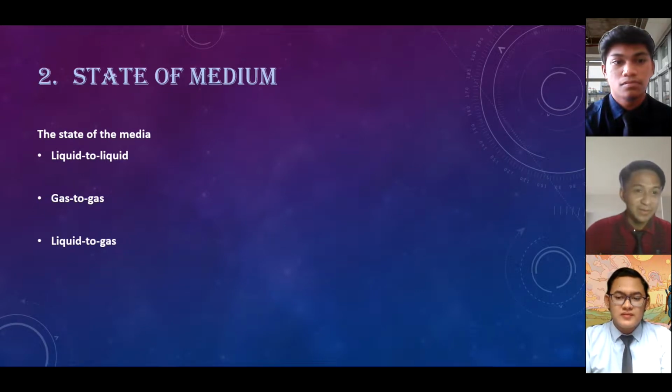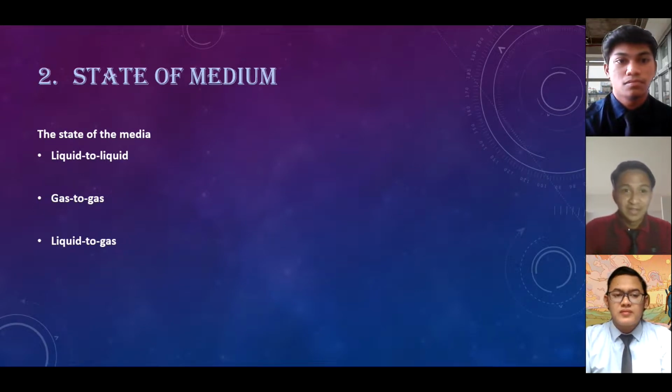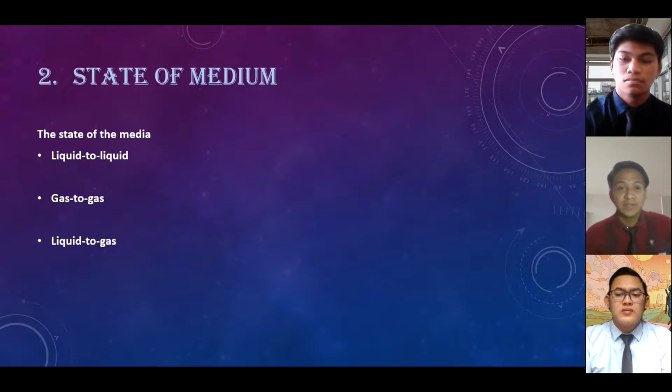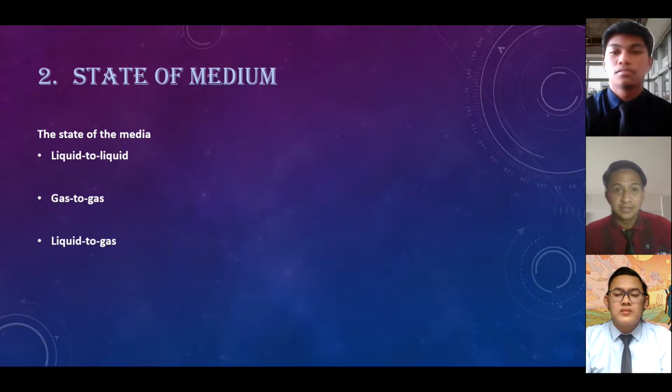Alright, state of medium. The second classification is made depending on the state of the media in the heat exchangers. First, liquid to liquid. Exchangers are tools in which two liquids interact.